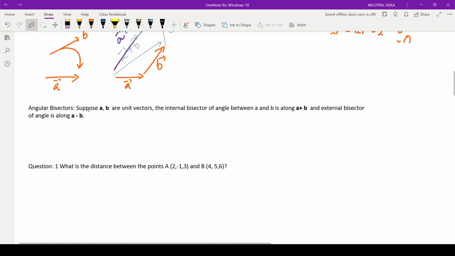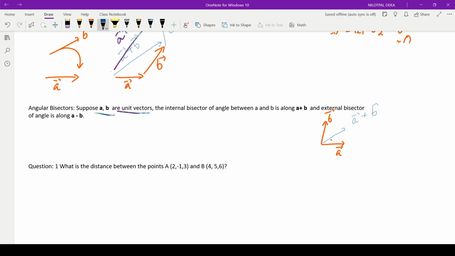Now, an important point to note is the angle bisectors. Suppose you have two vectors A and B, and they are unit vectors. The internal bisector of the angle between A and B is along A plus B, and the external bisector of the angle is along A minus B. Now what does that mean? The meaning is simple. Suppose I have a vector here A, remember they are unit vectors, okay, and another vector B. What is the vector that bisects the angle between A and B? That would be A plus B. This is called the internal bisector because it is bisecting the angle between A and B, right?